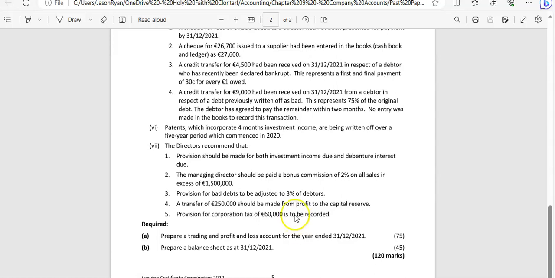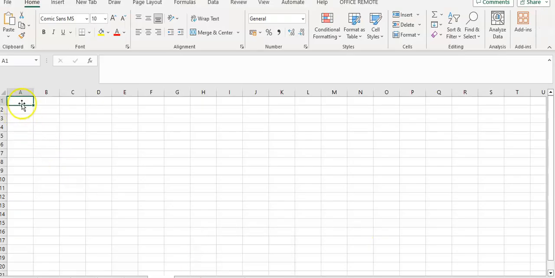So let's have a look at how to answer part A of McCormack from 2020 paper. Prepare a trading and profit and loss account for year ended 31st of 12th, 2021. So the first thing we have to do is write down our heading.